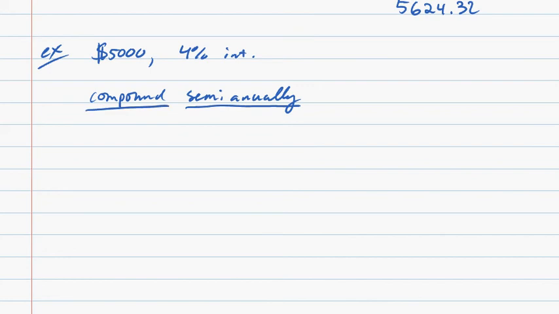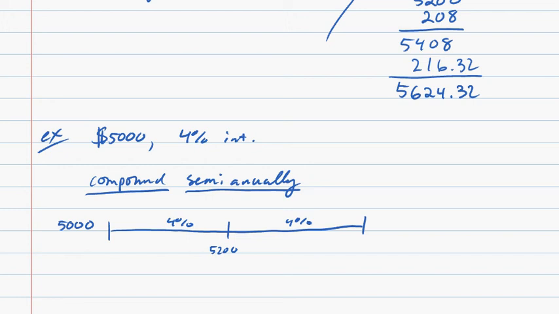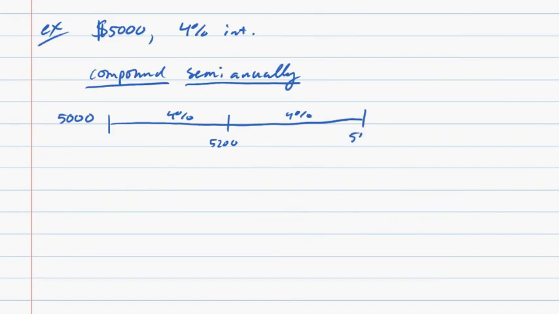So what this means is we're going to start with this $5,000. And normally, we would have these 2 years where we would charge 4%. We would have the 5,200, and then we would charge 4% again, and then we would have 5,408 total. Okay. So that was the old way. Now semi-annually, what it actually does, they chop it up into semi-annual segments here.